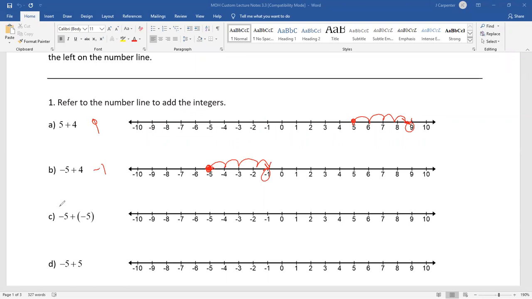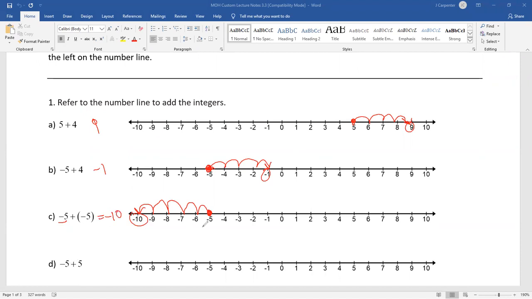Negative 5 plus 5, so again, we start with the first number. Now, because we're adding a negative, that says we have to go left instead. 1, 2, 3, 4, 5 times, and that puts us at negative 10.